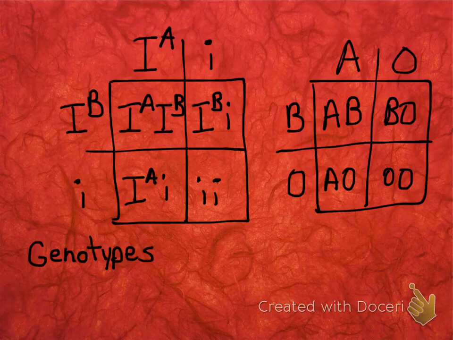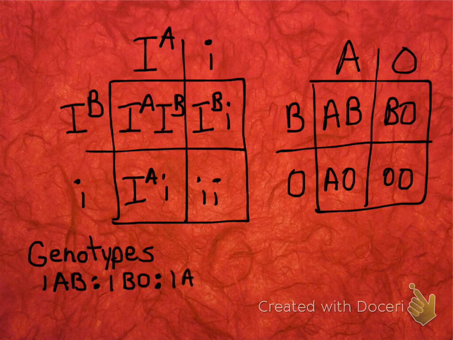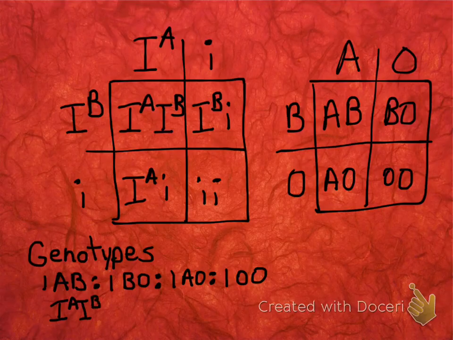So we can have 1 AB, 1 BO, 1 AO, 1 OO, and just writing it out so you can see it in both formats.